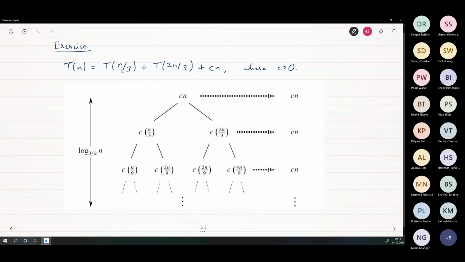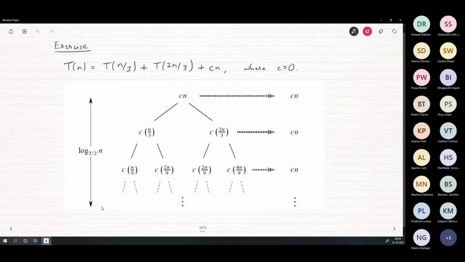So 1 by 3, 2 by 3. The largest factor is 2 by 3. So think of it as 2 by 3, and therefore you have to take log with respect to the reciprocal of 2 by 3, which is 3 by 2. You take the log with respect to the reciprocal of the maximum factor, the largest factor. So that is log n to the base 3 by 2. That will be the height. At the end, you will have T of 1, T of 1, T of 1, T of 1. How many times? You will have to check.